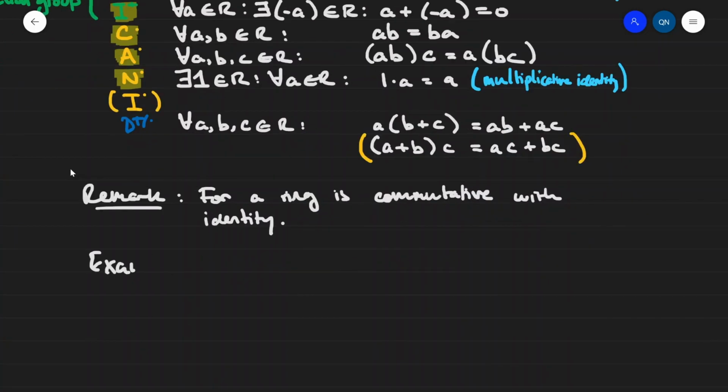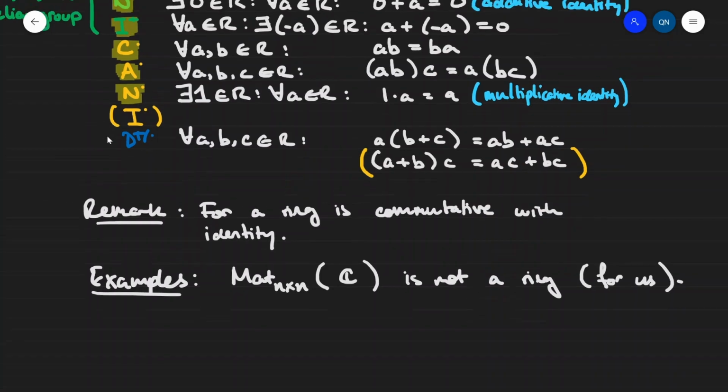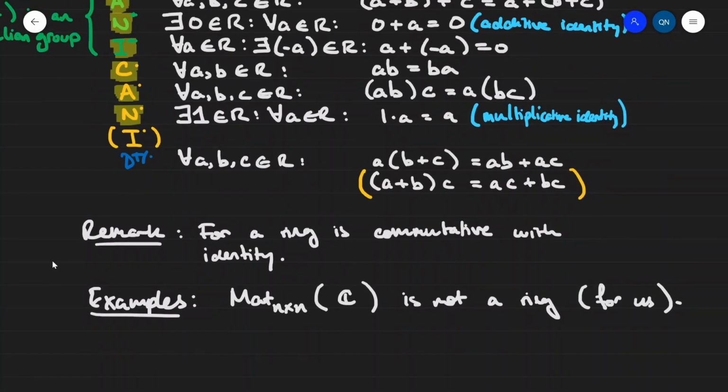So let's take a look at some examples of rings to finish off the video. If you take a look at the set of matrices, which are n by n in size, over let's say the complex numbers, doesn't really matter, this is not a ring. Well, this is for us at least, because depending on the definition that you choose, matrices do form a ring, but for us, it doesn't form a ring, unfortunately. Specifically because this commutative axiom is violated.